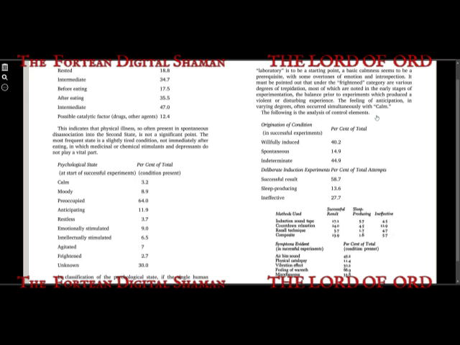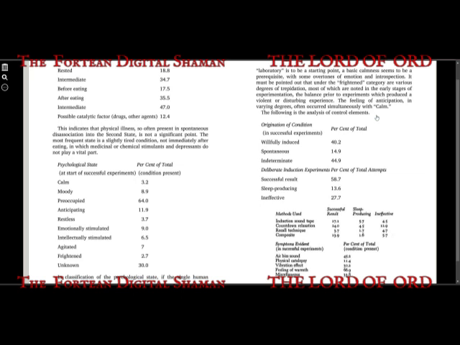Origination of condition in successful experiments, percent total. Willfully induced 40.2%. Spontaneous 14.9%. Intermediate 44.9%. Deliberate induction experiments, percent of total attempts. Successful result 58.7%.